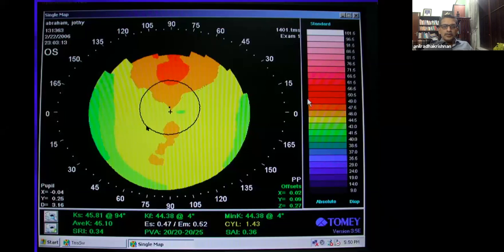So now with this background information, we can come back to this particular picture. I think we should start looking at the values first. Just based on the colors, you know the approximate values are 45 and 44, perfectly normal. Only in this area, the color is coming to somewhere around 47.5. Most likely it would be normal. It's basically that the patient has got astigmatism and there is some amount of asymmetry in that.